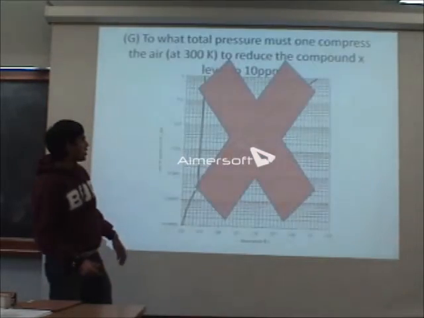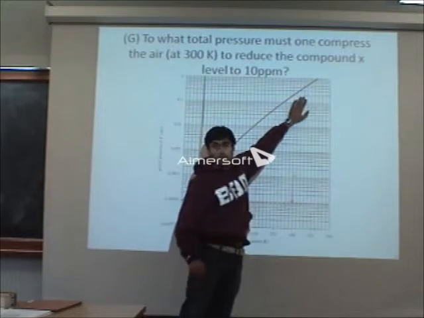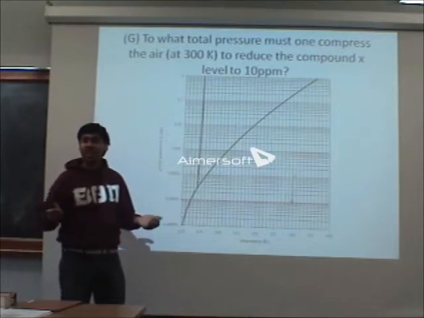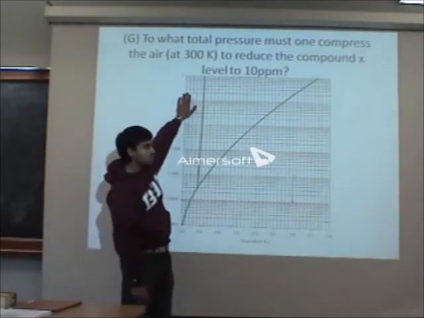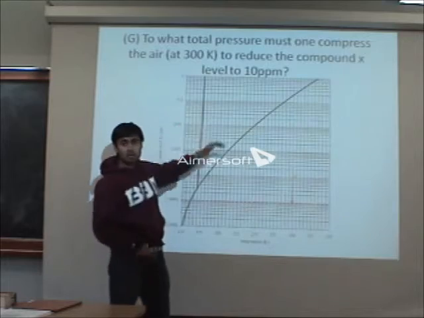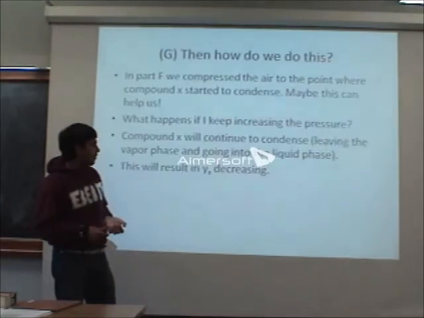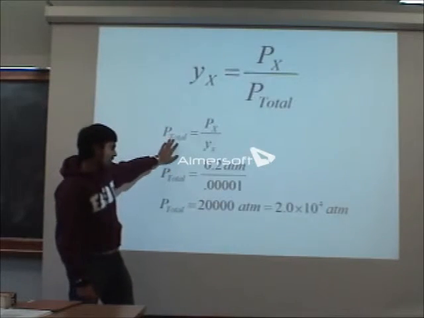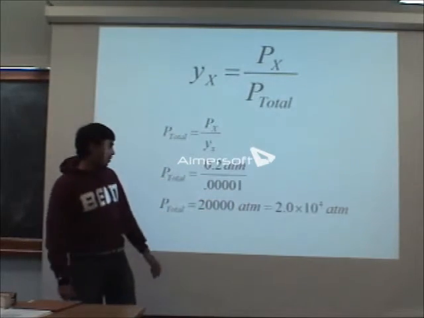If we go back to our graph, we know that we're still going to be at 0.2 atm for our partial pressure, but we're increasing our total pressure till we get our desired concentration of 10 parts per million. So we know our partial pressure is still 0.2, but we know our new concentration is 10 parts per million. And if we do the calculation to find the total pressure, we find that it's increased by an order of magnitude of 10, so it's 20,000 atm.